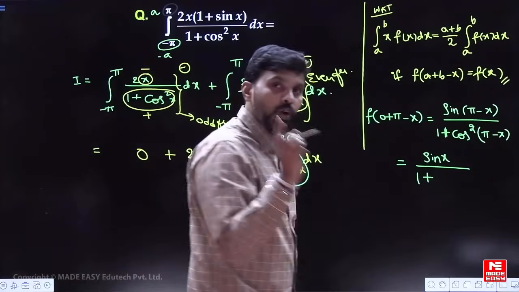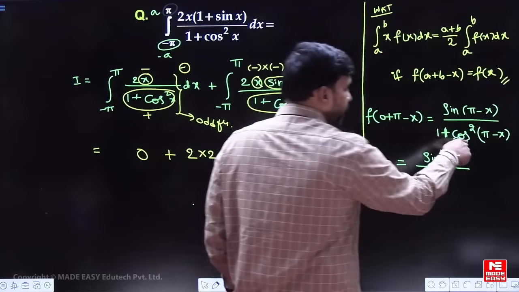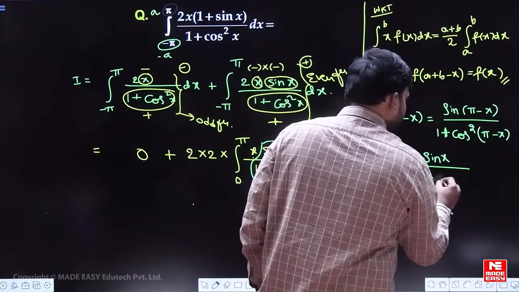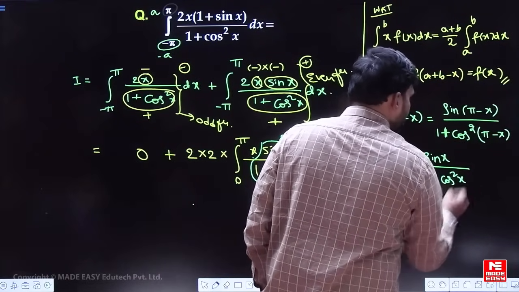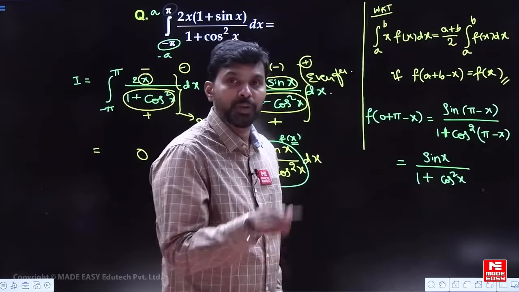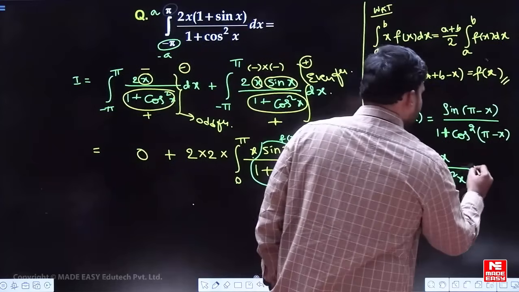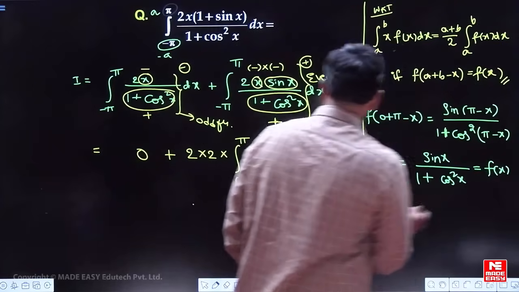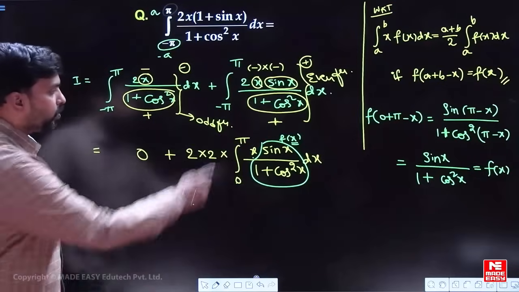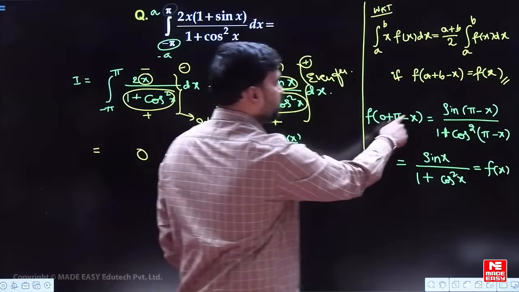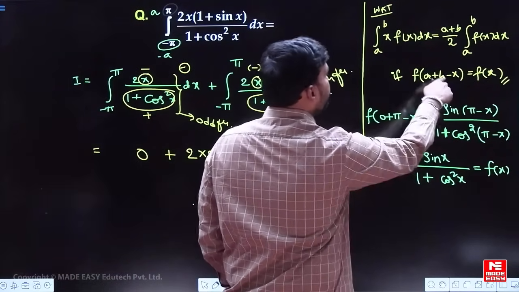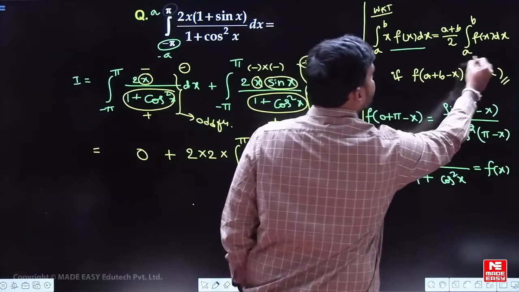In the second quadrant cos is negative, so in negative cos x whole square, it will be the same function cos square x only, because of the square the minus will become positive. So you are getting the same function. Since f of a plus b minus x is equal to f of x, this integral can be written as this integral.